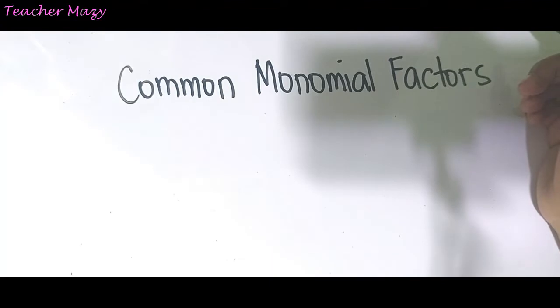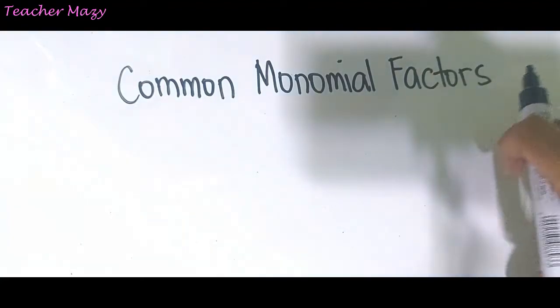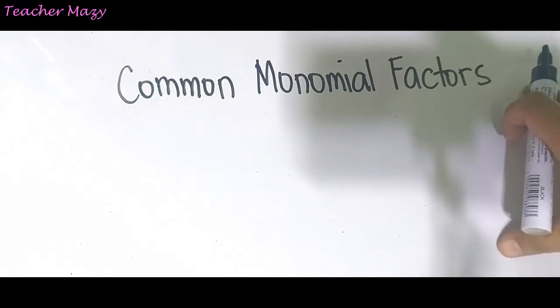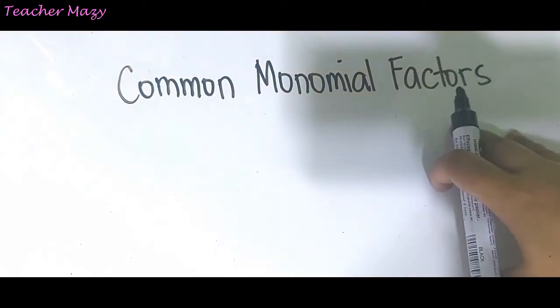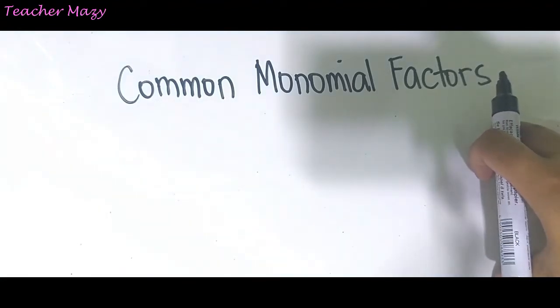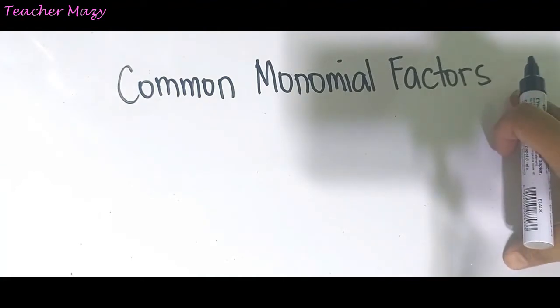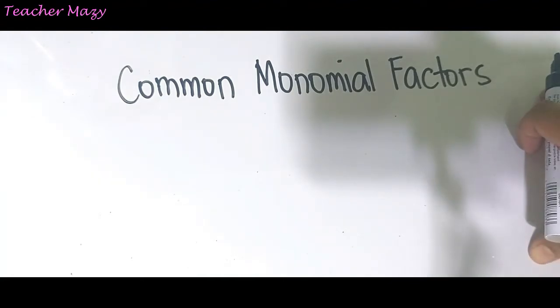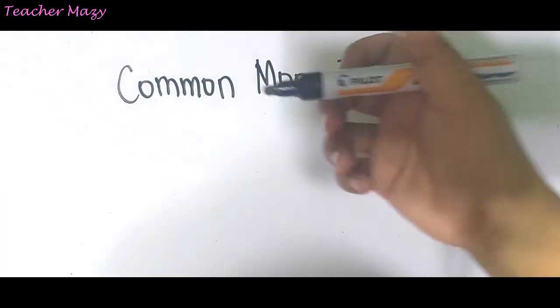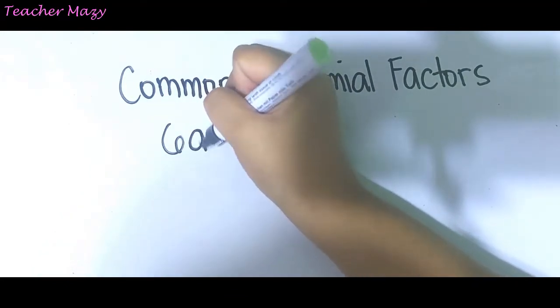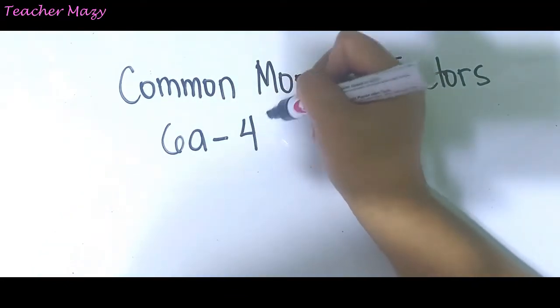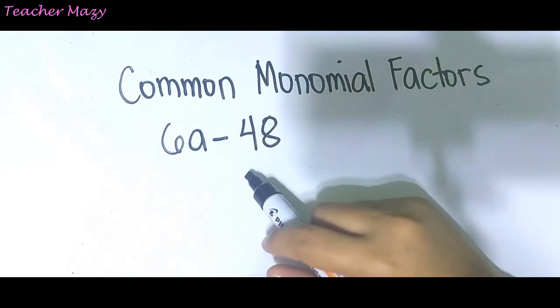In common monomial factor, each term of a polynomial is divisible by the same monomial. This method is used if each term of a polynomial is divisible by the same monomial. There are only two steps on how to get the common monomial factor of a given polynomial. Let's say we have 6a minus 48. This is an example of a polynomial.